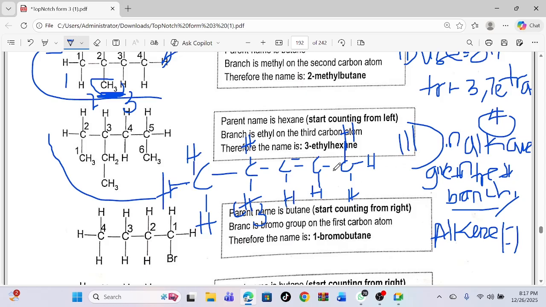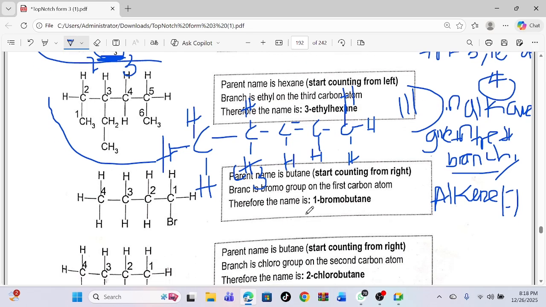So first of all, I identify the longest carbon chain. So I say carbon number 1, carbon number 2, carbon number 3, carbon number 4, carbon number 5. So I name it. Number 5 is pent. I will say pent.